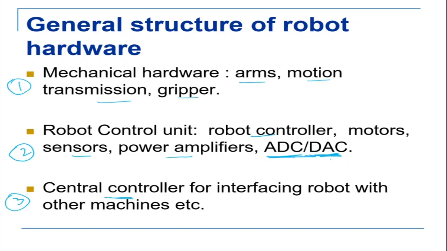So there has to be some controller for interfacing the robot with other machines. A robot does not work by itself. It normally works in association with other machinery also. So it's very important to interface and for the communication to be there.